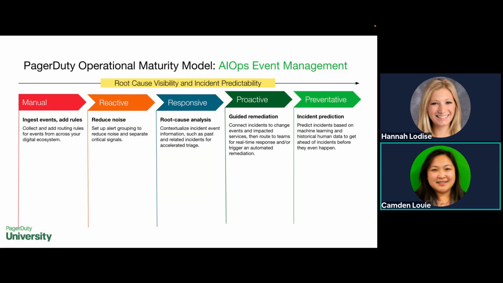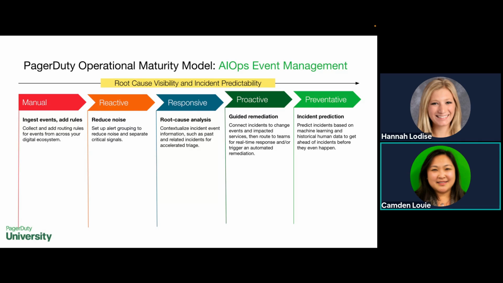Now, we realize that from organization to organization nowadays, and even as we look at teams within a specific organization, there are varying degrees of maturity when it comes to event management. And so over the last few years, we've developed what we call this operational maturity model to help us evaluate where our teams sit at PagerDuty, as well as, of course, with our customers.